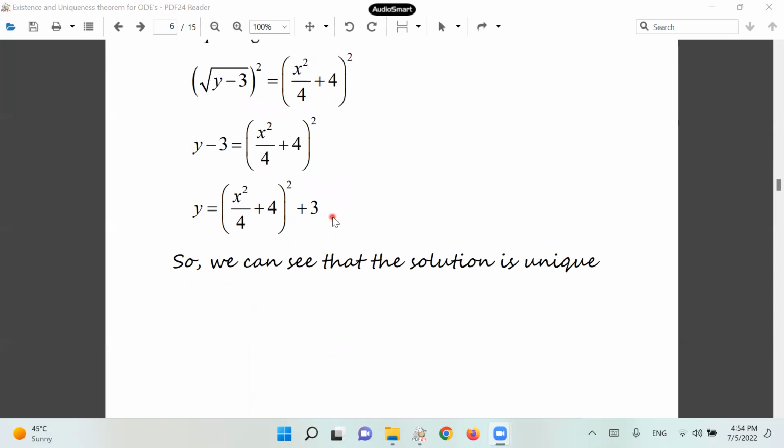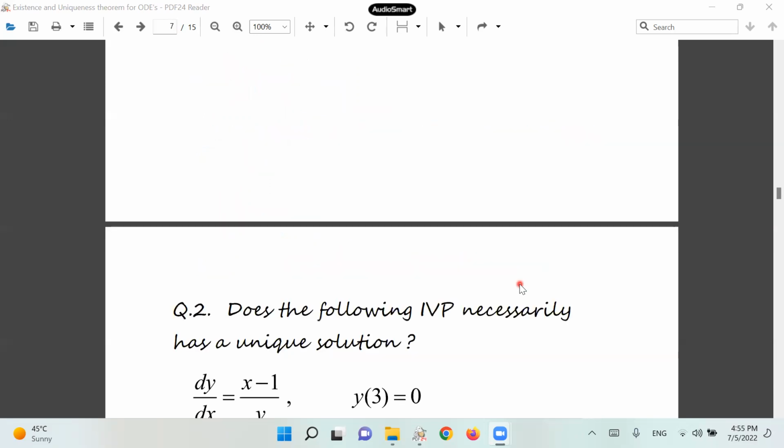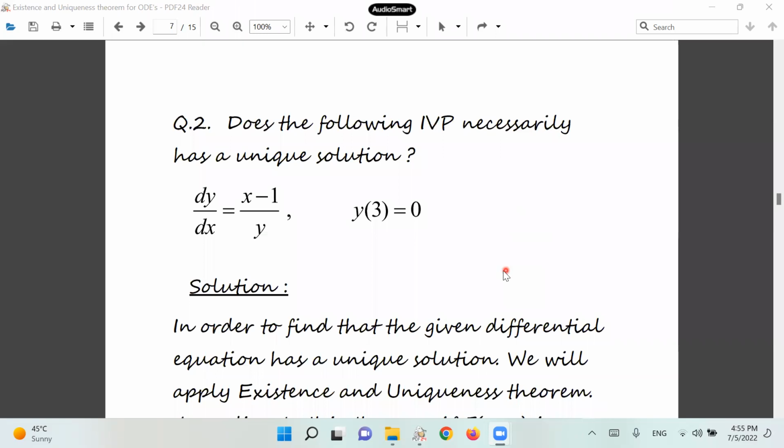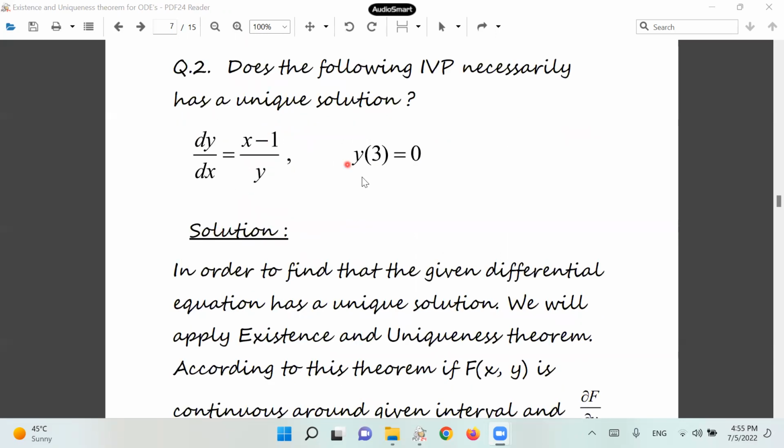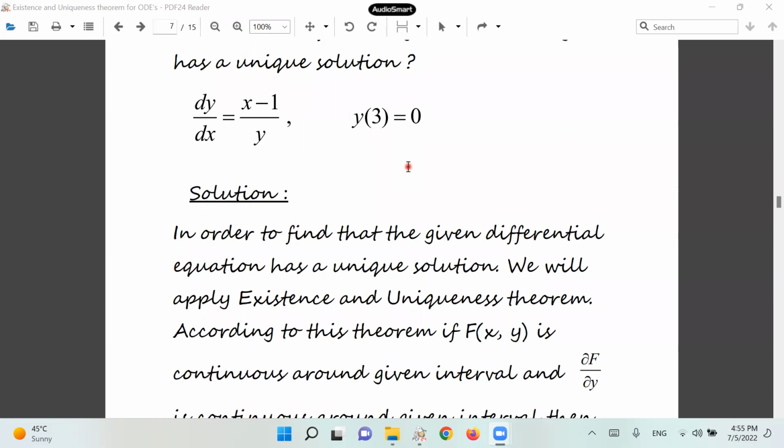This means that first we have to check whether the existence and uniqueness theorem is applicable. If it is applicable, then it is for sure that we will get in the end a unique solution. But in question number 2, it is also the same. Does the following initial value problem necessarily have a unique solution? So the question is this, and the initial conditions given are that x is 3 and y equals 0.